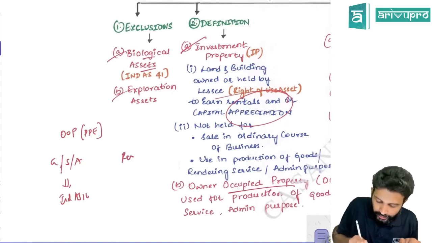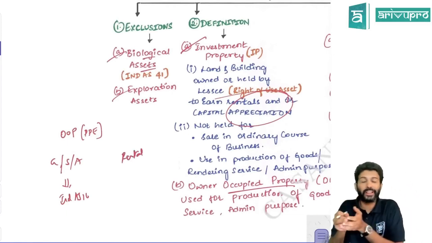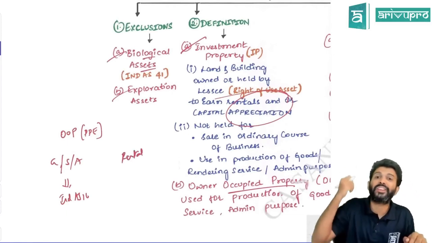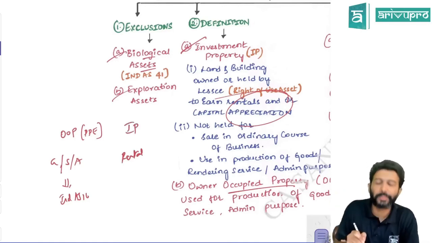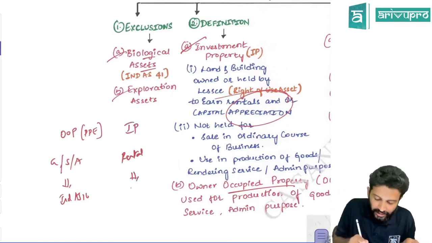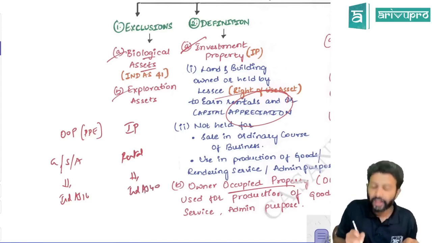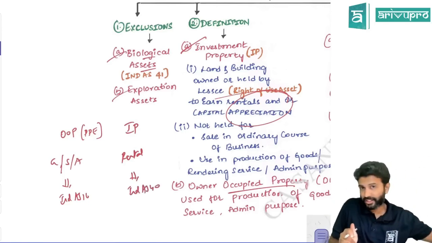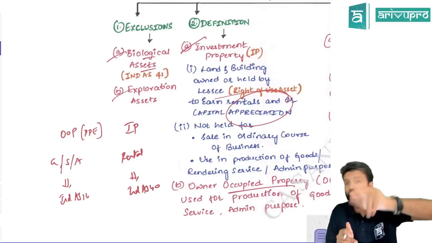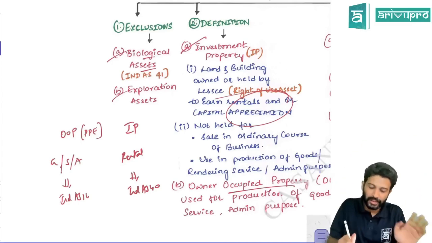Suppose you have rented out the same property, or you are holding that property with an intention to earn some rental income or for capital appreciation purpose. Then such property we call IP and IND AS 40 shall apply. That's the primary distinction. If you're using it for business purpose, you have to apply IND AS 16. If you're using it for rental or capital appreciation purpose, then only it will come here.